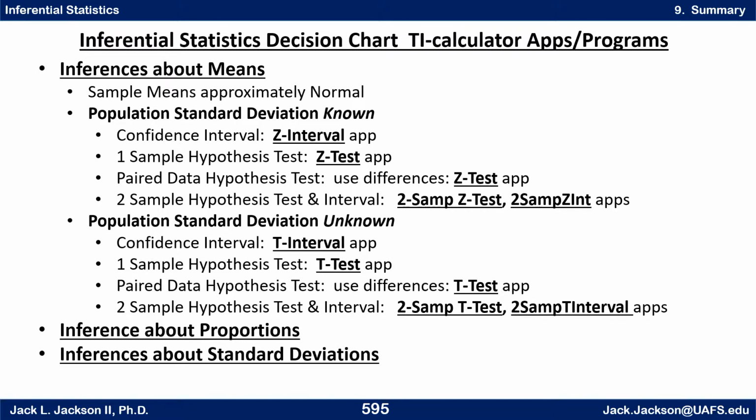When the population standard deviation is known, for a one-sample confidence interval, we use the Z-interval app. For a one-sample hypothesis test, use the Z-test app. If it's paired data, and we're doing a hypothesis test, or interval for that matter, we use the differences and use the Z-test app or the Z-interval app. If it's a two-sample hypothesis test and interval, use the two-sample Z-test and the two-sample Z-interval. I don't think in my homework problems or my exams we ever use those two at all.